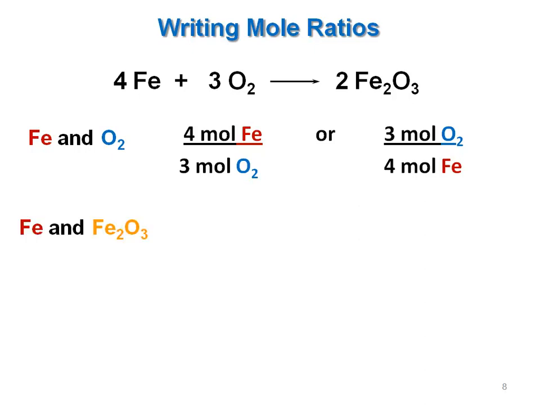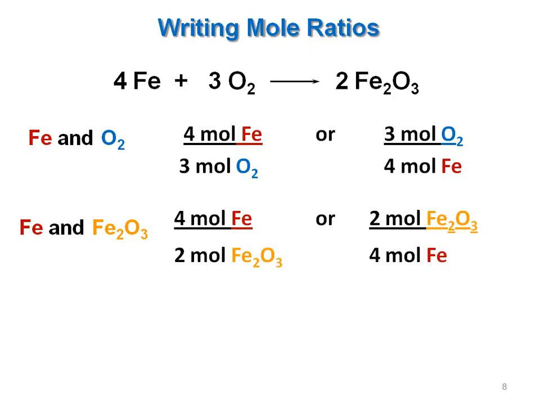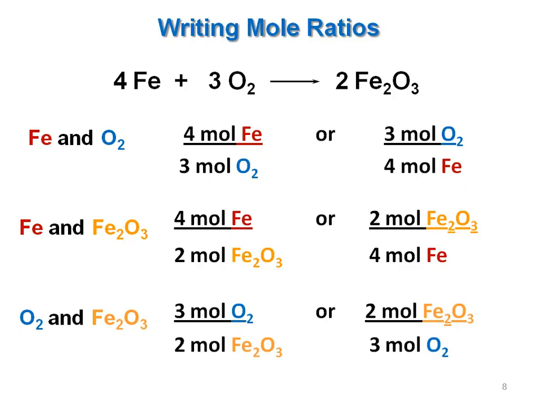Between iron and iron oxide, 4 to 2 or 2 to 4. Depending on what conversion factor you're looking for, both of them are exactly the same. So you can relate this to this, this to this, and you can also relate your iron oxide to your oxygen. So what would be the ratio between oxygen and the iron oxide? 3 to 2. So 3 moles of oxygen, 2 moles of iron oxide, or you can again write it the other way if need be.